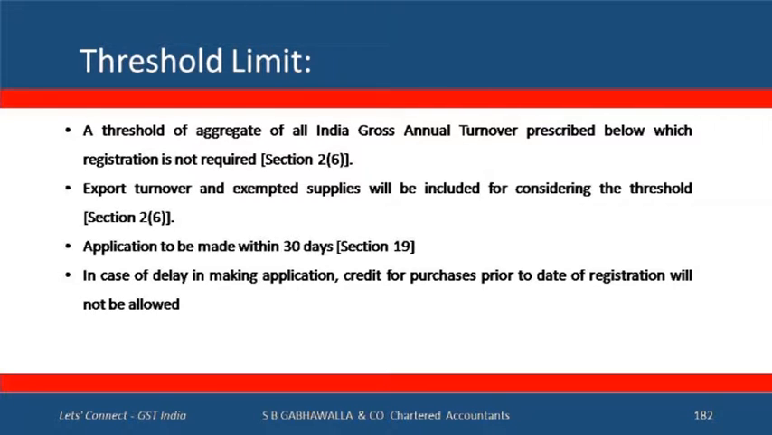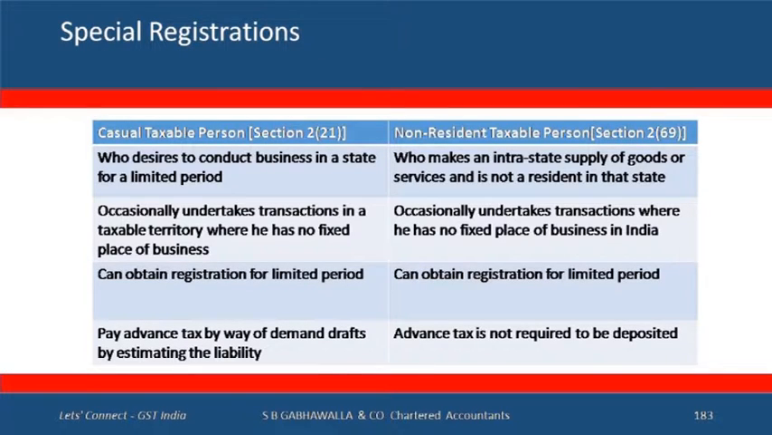In the case of delay in making this application for registration, credit for purchases prior to the date of registration shall not be allowed. So we have some special assessees: casual taxable persons and non-resident taxable persons. I think we just quickly go through that.